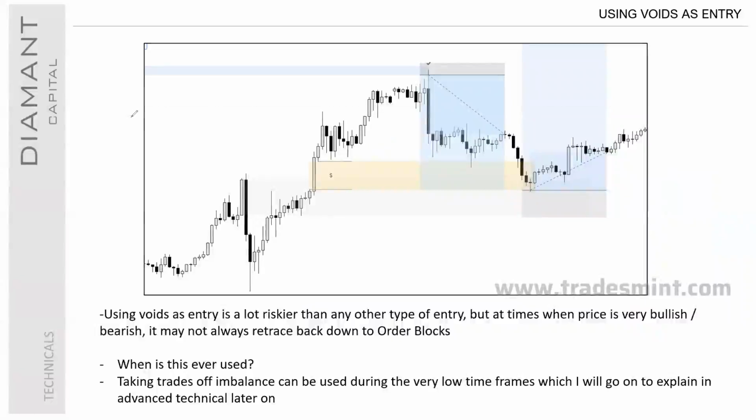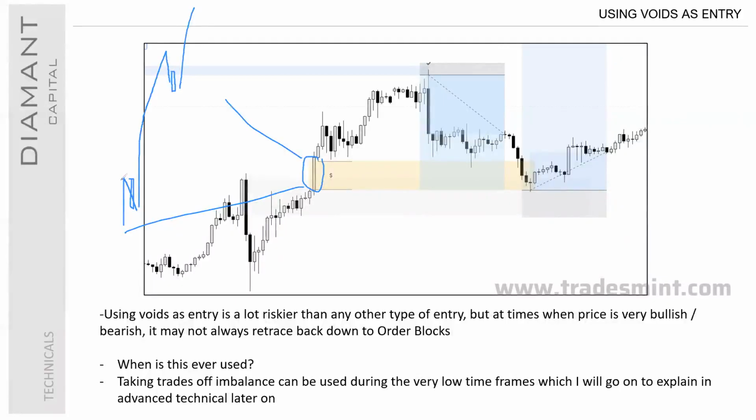So this example right here. Now, using voids as an entry, can you do this? Yes, you can. The reason for that, so I'm just going to explain what I've written down here and then explain further. Using voids as an entry is a lot riskier than any other type of entry because, as we looked at, you got different types of order blocks, but with liquidity voids, yes, if you enlarge this right here, you might have up, down, so this will come in a form of order block, up again, maybe an order block down, and then up again.